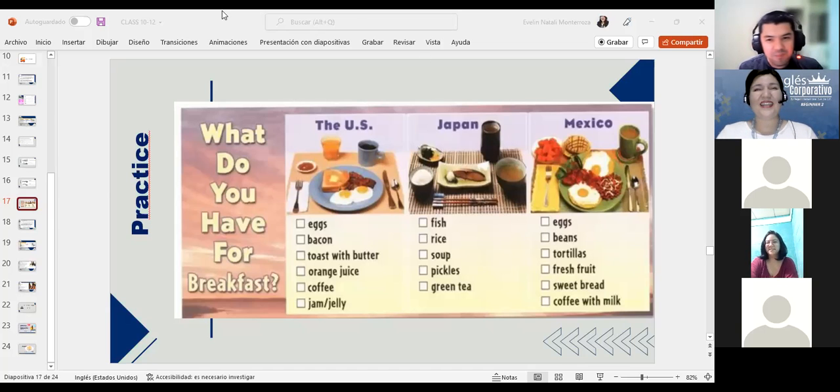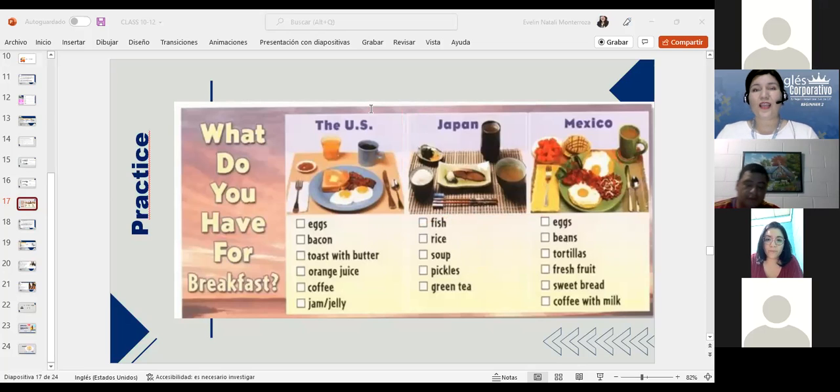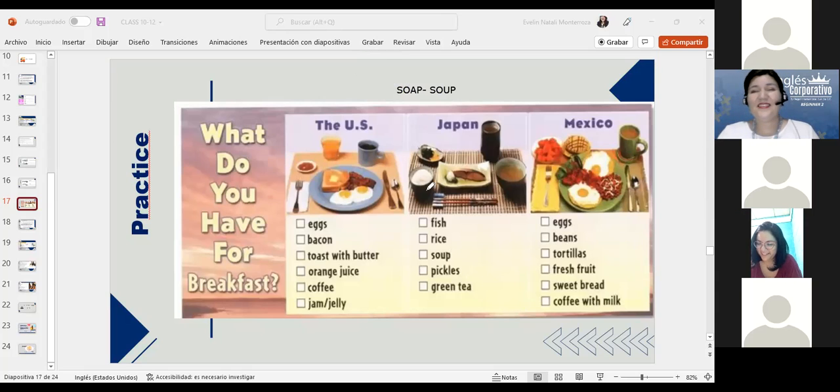Okay, ahorita por ahí. In Japan, what are the types of food that you include in a breakfast? Soup. Fish. Rice. Soup. Okay, important. I am going to make a stop here. Soup is sopa, and soap is jabon. Maybe it's not going to be very delicious, right? Always the pronunciation, soup. Pickles. Pickles are pepinillos. It's a very curious breakfast in Japan.